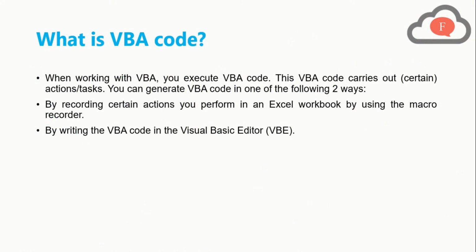When working with VBA, you execute VBA code. The VBA code carries out a certain action or task. You can generate VBA code in one of two ways: by recording certain actions you perform in an Excel workbook using the macro recorder, or by writing the VBA code in the Visual Basic Editor. In my previous videos, I have already told you how to do it through the macro recorder. Now we are talking about the Visual Basic Editor. Let's move into Excel and see how to execute the code in the Visual Basic Editor in Microsoft Excel.